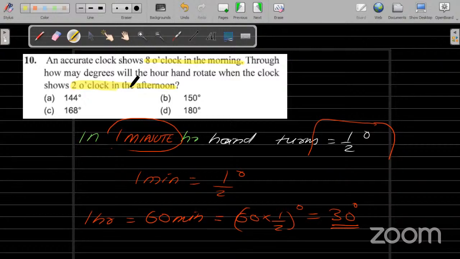8 plus 4 hours. 8 o'clock in the morning plus 4 hours is 12 noon, plus 2 more hours. So the total is 6 hours. The duration is 6 hours.